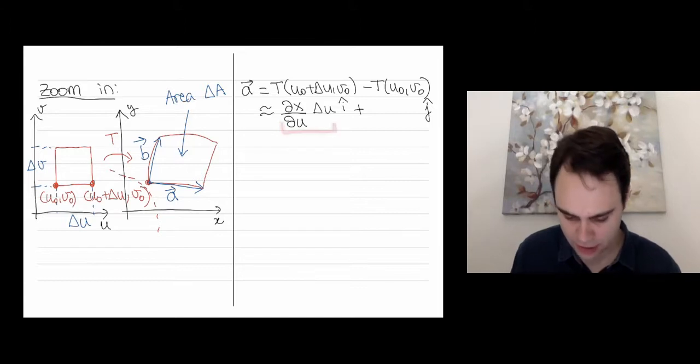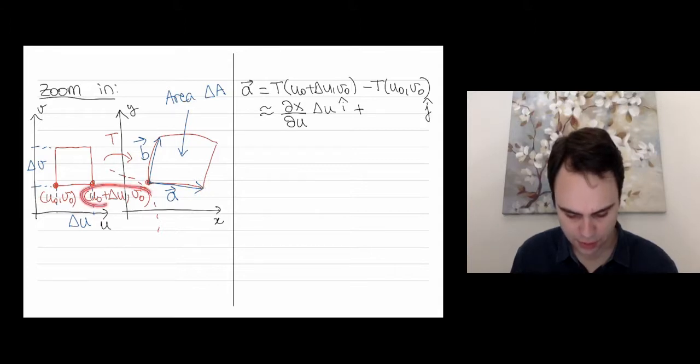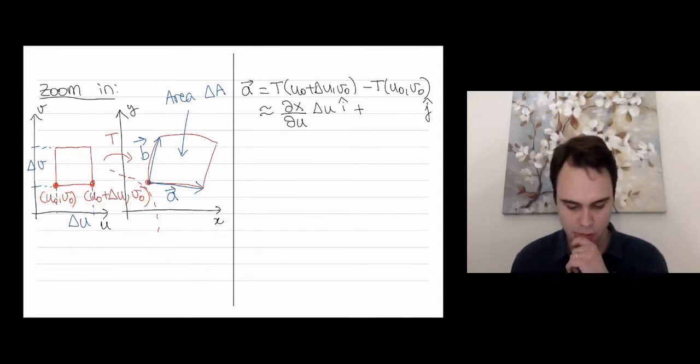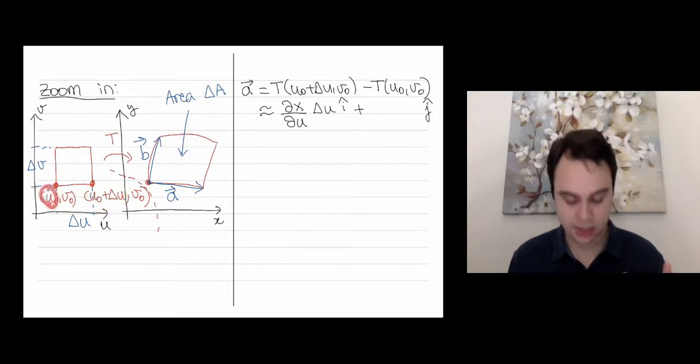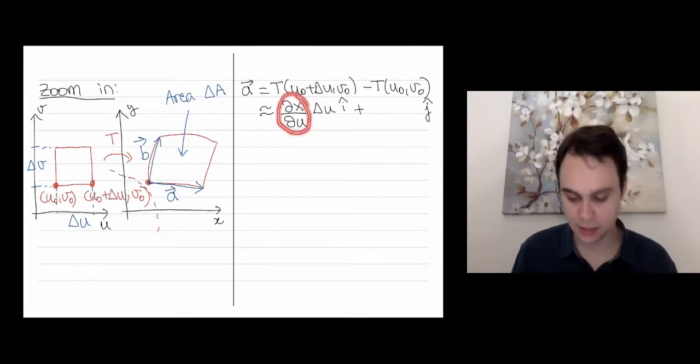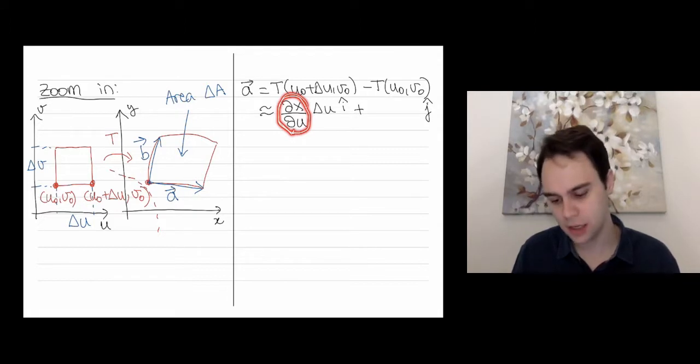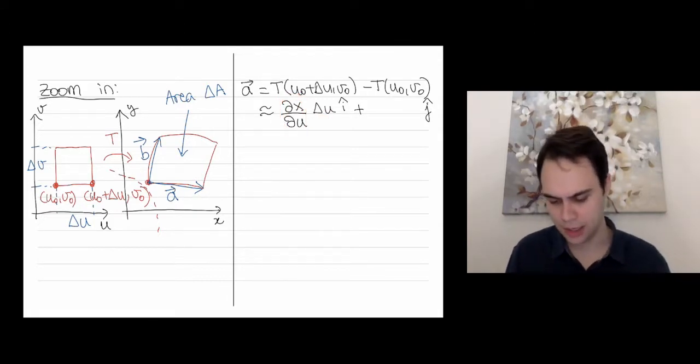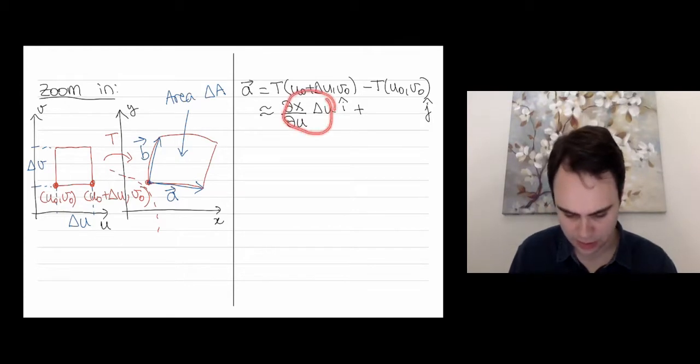Let me recap this. The i component of A, the width here, is the x coordinate here minus the x coordinate here, so x of this minus x of that. When you look at this difference, the second coordinate is fixed, so it looks like a partial. I'm evaluating x at this u value minus x at the original u value. If I were dividing by delta u, in the limit I would get the derivative, but since I'm not dividing, I have to put that delta u back in. So the derivative times delta u gives me the x coordinate of A: x of this minus x of that.